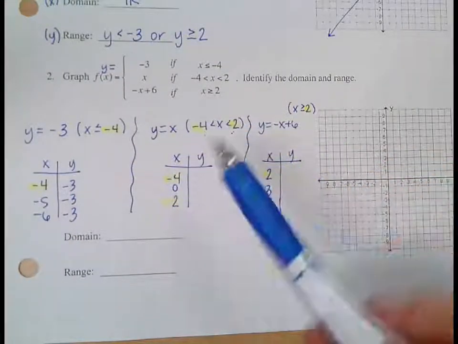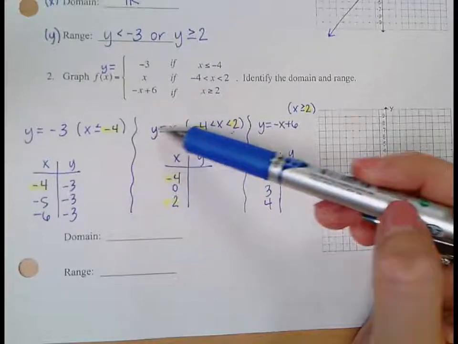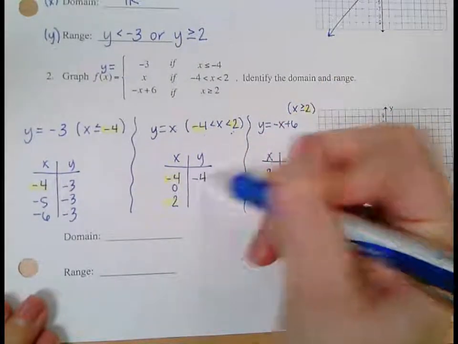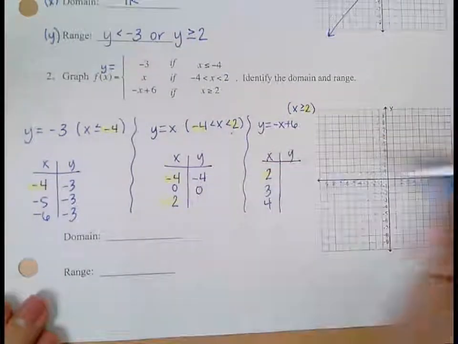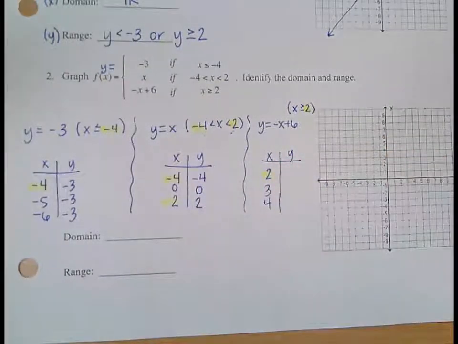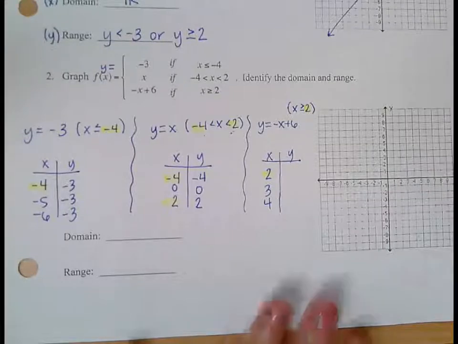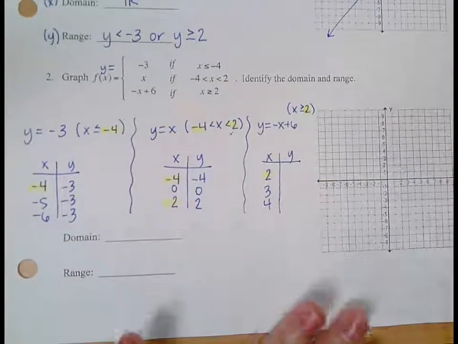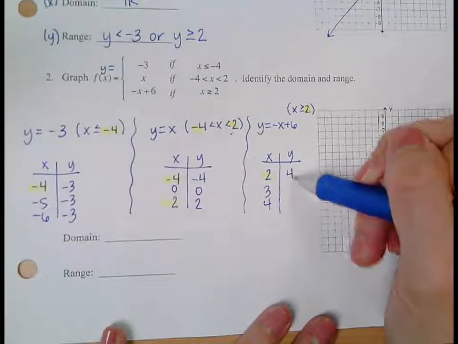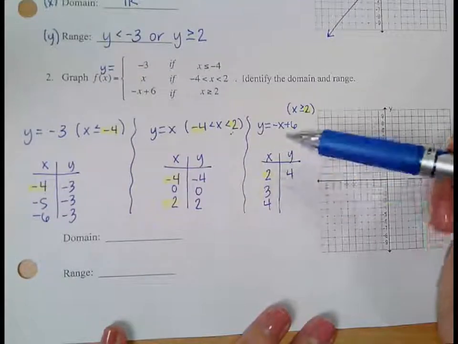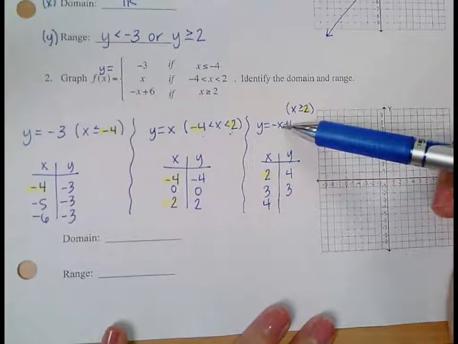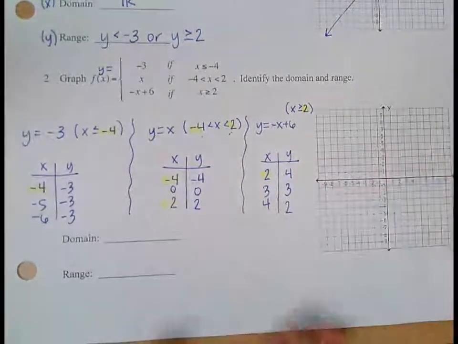In the middle piece, this says my y value is just equal to whatever the x value is. So when x is -4, y is -4, x is 0, y is 0, x is 2, y is 2. And the third piece, I'll actually need to calculate when I plug them in. So if I plug in 2, I have -2 plus 6, so that's 4. If I plug in 3, -3 plus 6 is 3. Plug in 4, -4 plus 6 is 2.